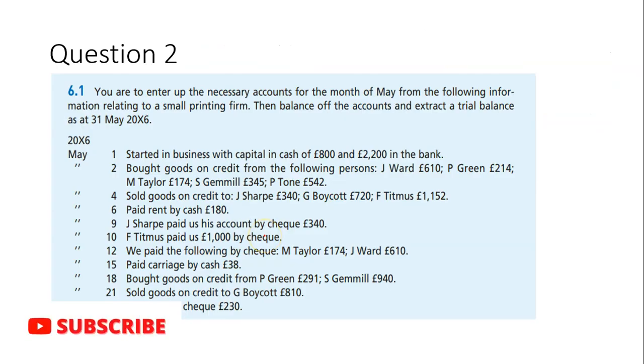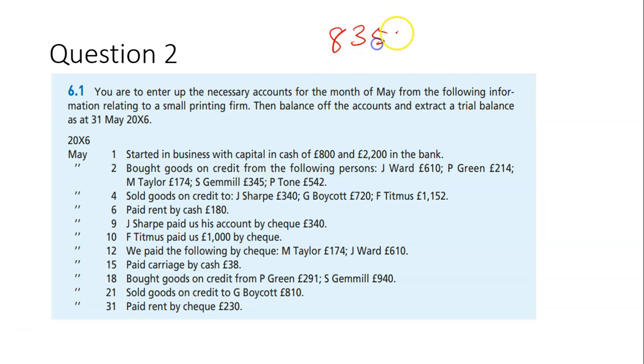Okay, now for the next question, I want you to take a screenshot of this. I actually took this question from Frank Wood, the PDF. So try solving this and see. It should balance. If you solve this, let me give you the answer. The total of the trial balance should be 8,354. Okay, try it and see.